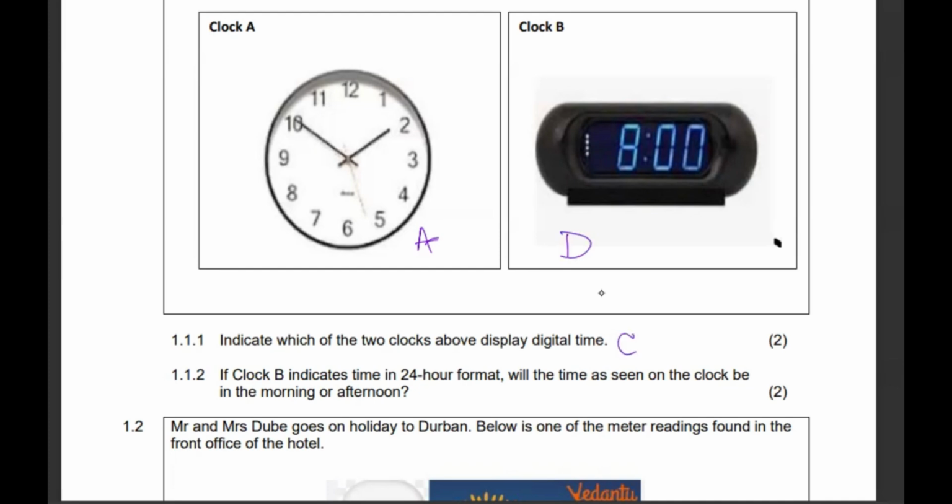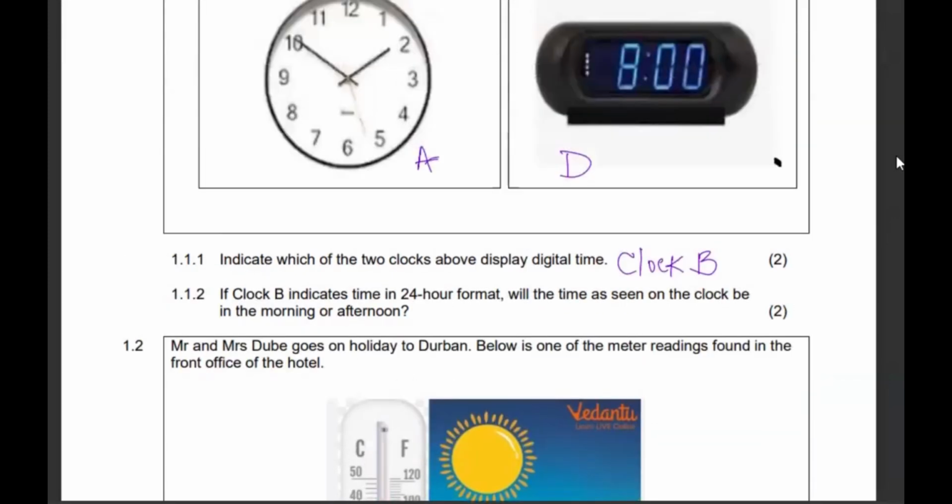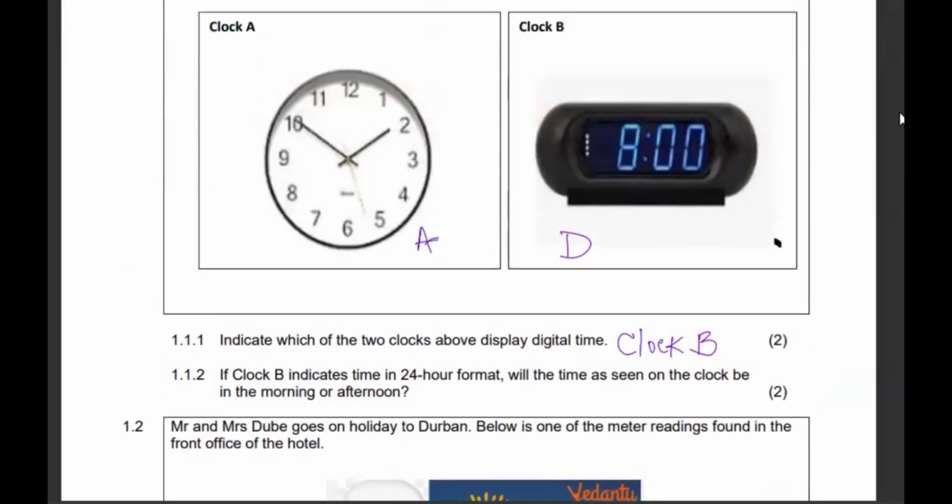So here we are supposed to say clock B. If clock B indicates time in 24-hour system, which is the digital format, will this time as seen on clock B be in the morning or afternoon? So now, since we said 12-hour system, if it's like this simply means it's what? The morning. So our answer here will be the morning.